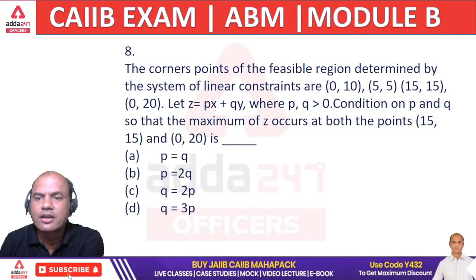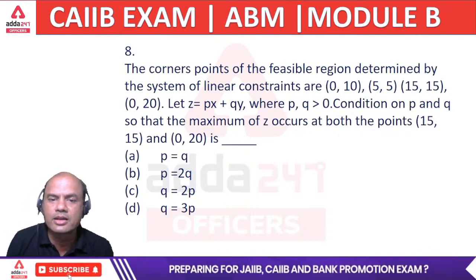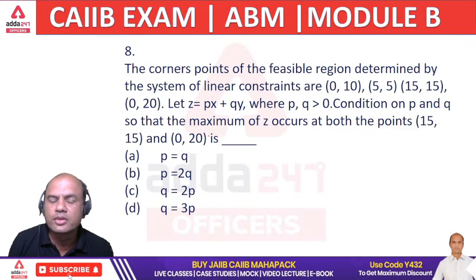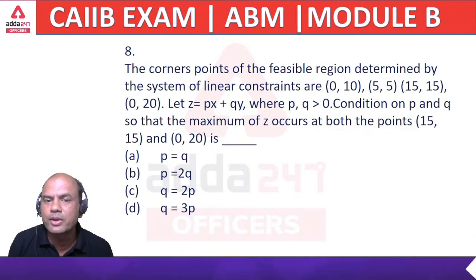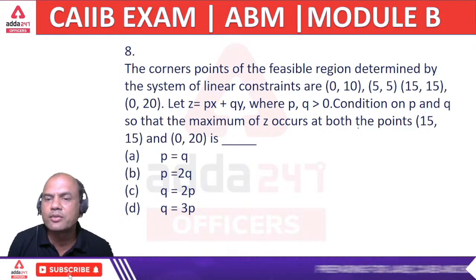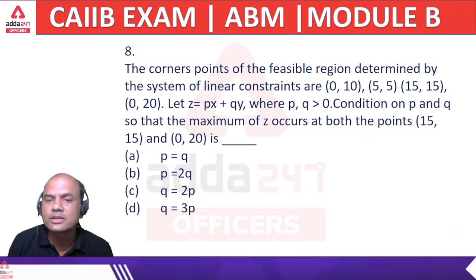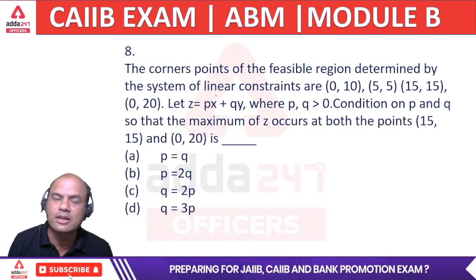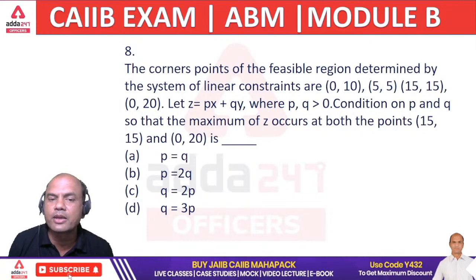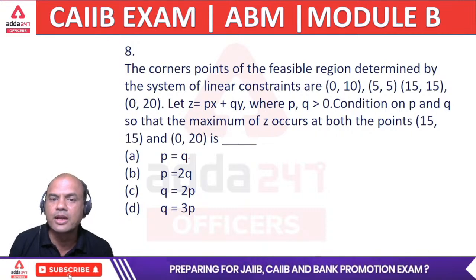Next. The corner points of a feasible region are determined by the linear constraint equations. Z is given. Conditions on P and Q so that the maximum value of the Z occurs at points 15, 15 and 0, 20. So this is the condition on P and Q. So what is the condition on P and Q so that the maximum value of the Z will occur at 15, 15 and 0, 20? Everyone try it yourself. If you put P equals Q, then what happens?